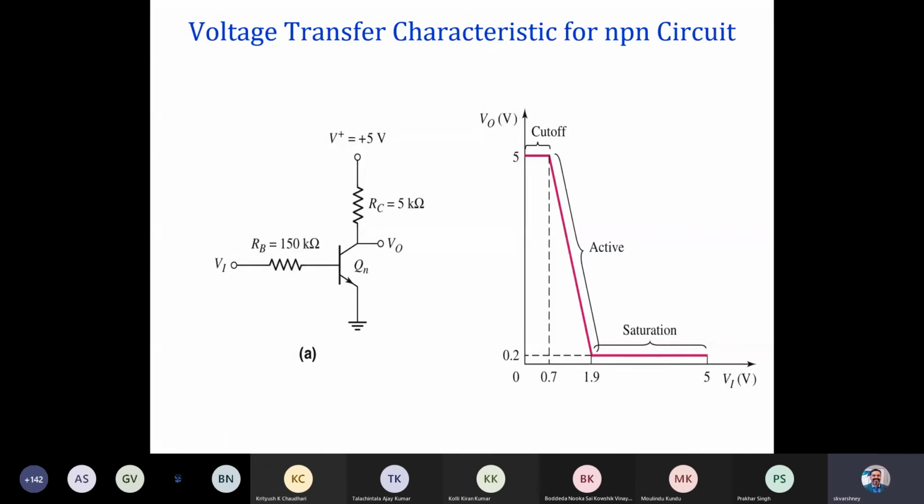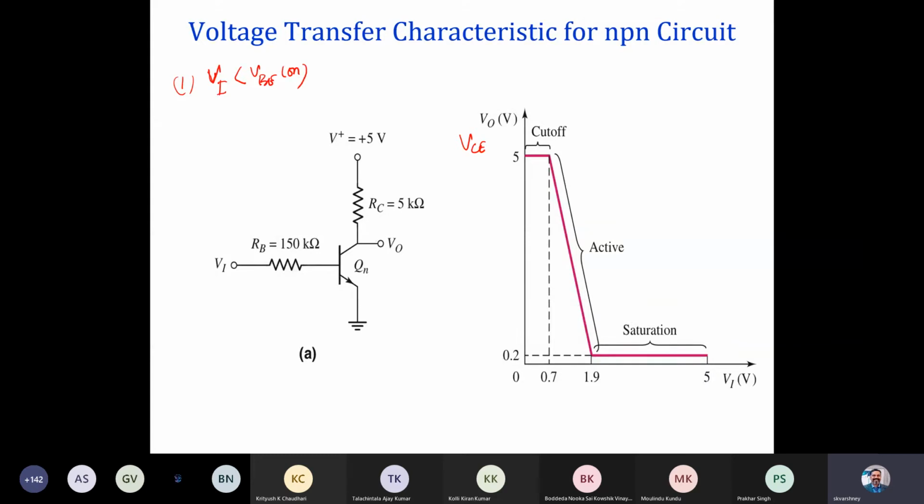This is a voltage transfer characteristic for NPN. Let's say this is the circuit given here. What we see here is input versus output. This is the output, the output voltage VCE, and this is the input which you give. So what's going to happen? Looking at the first step, if your input voltage Vi is less than VB on, in that case what is going to happen to your transistor?